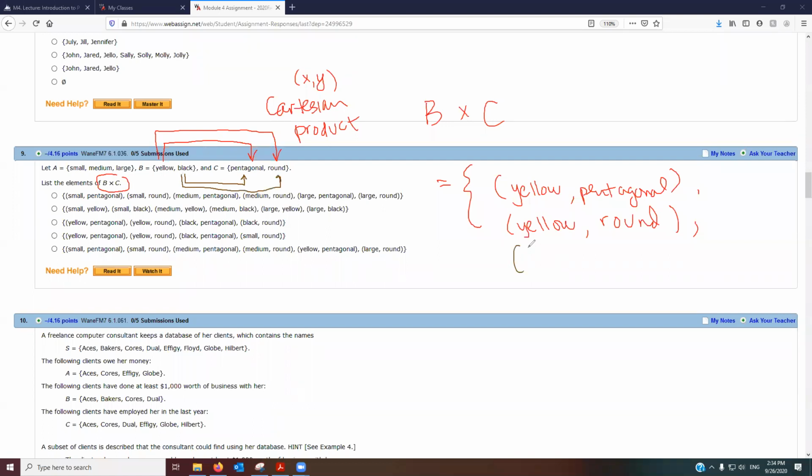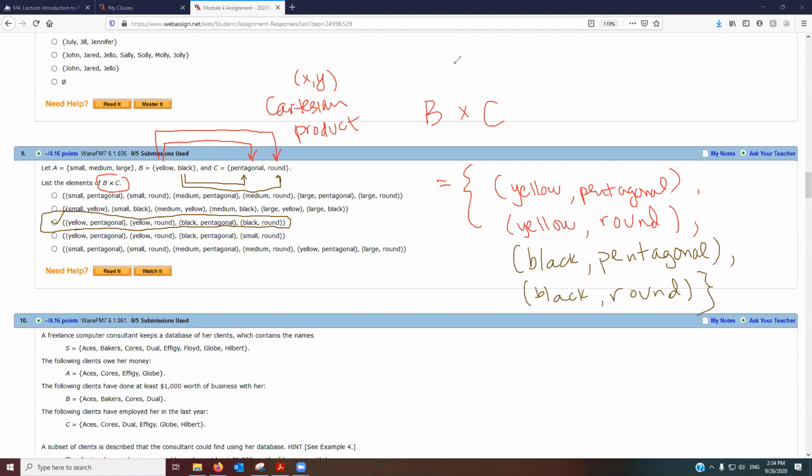So black pentagonal, and black round. All right, and I'll just check which answer corresponds to this. Right, so let's see here. So yellow pentagonal, yellow round, black pentagonal, black round. Looks like it's this answer right here.